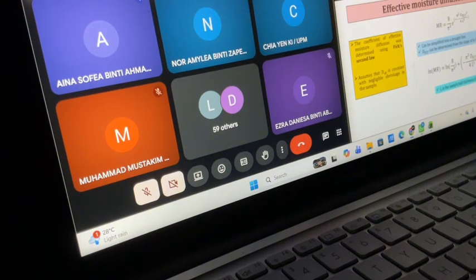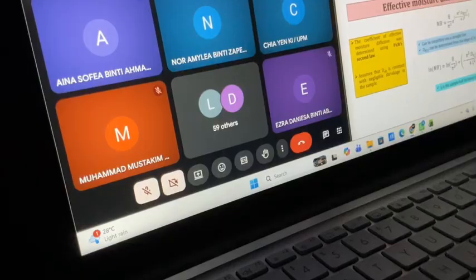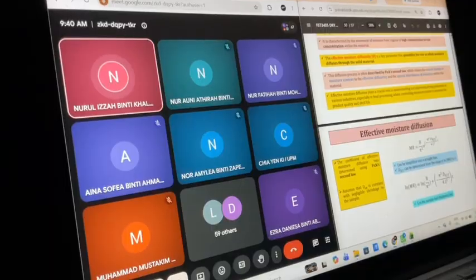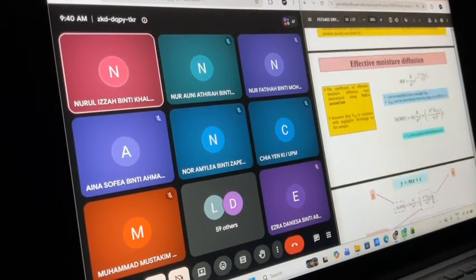Okay, now we will continue to finish our class. Please pay attention to this one because this will be included in your final exam. So this one, we will learn about the effective moisture diffusion.